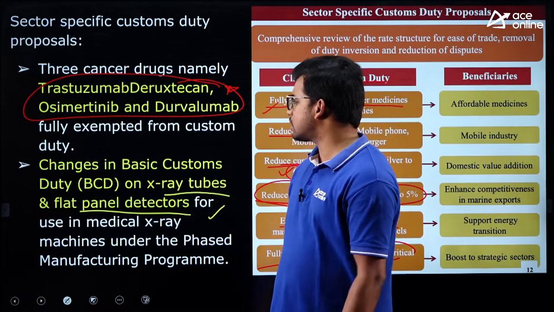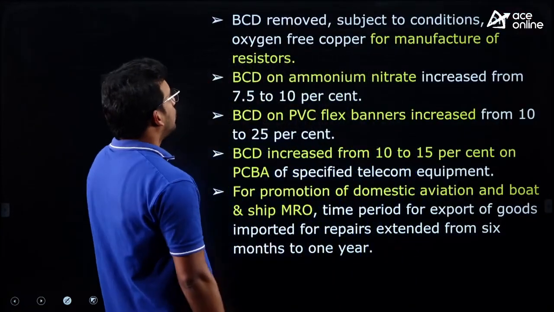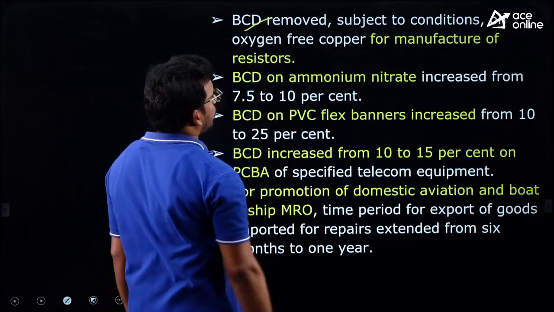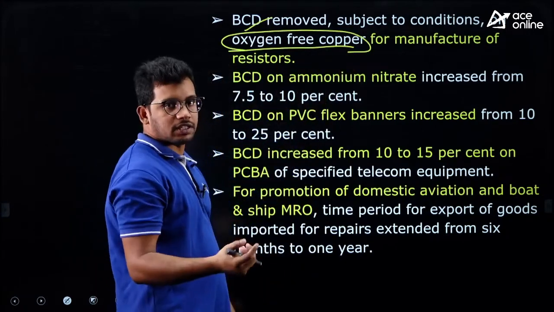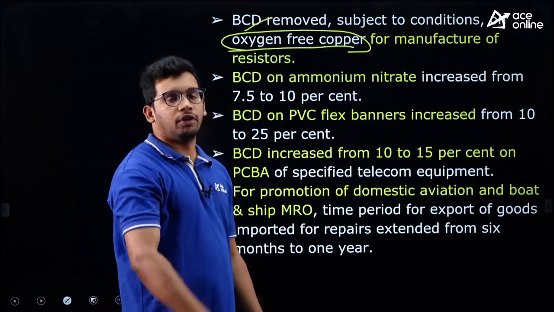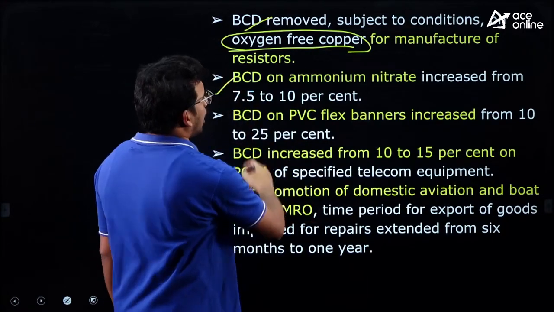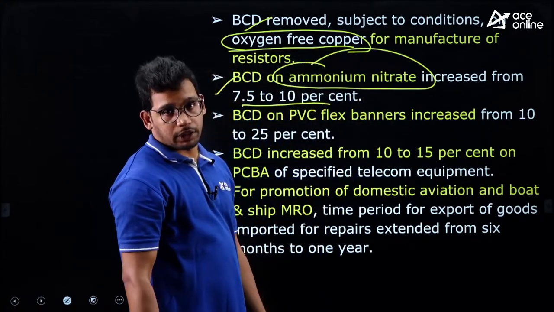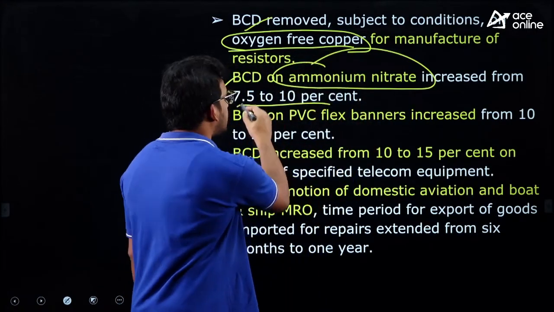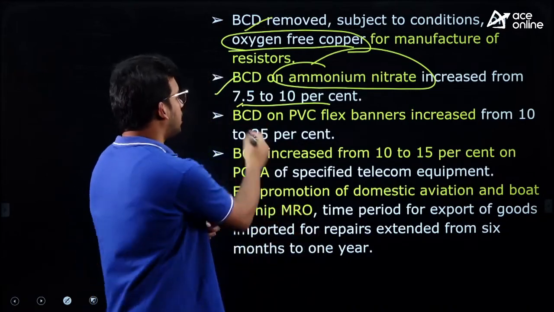This also, the government has reduced the customs duty, right. Yes, customs duty was removed on oxygen free copper for manufacturing resistors, right. Resistors are the ones which will not allow electricity passage, right. So you can see here ammonium nitrate, they have increased because this is a harmful thing for the environment. That is why they have increased the customs duty from 7.5 to 10%, a very important one.